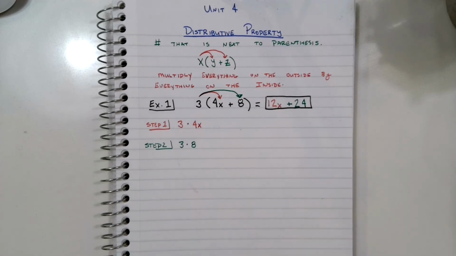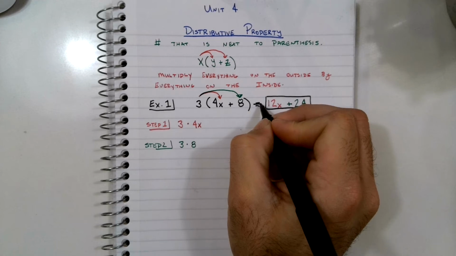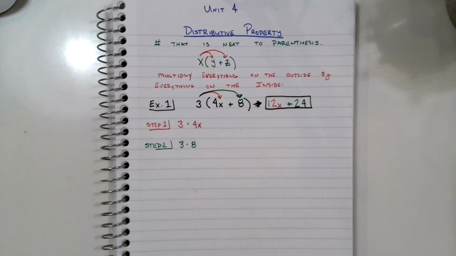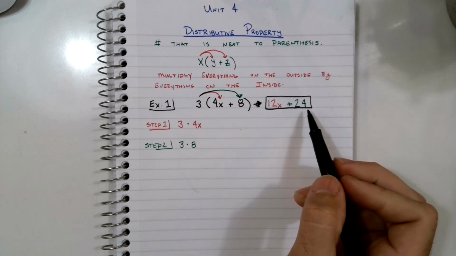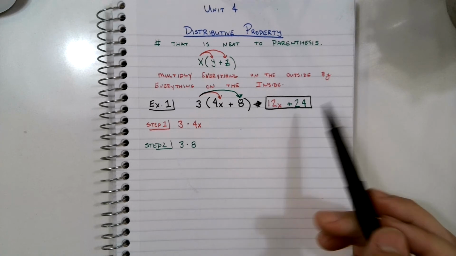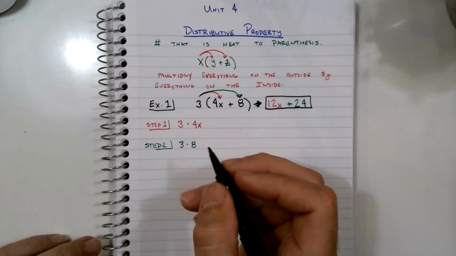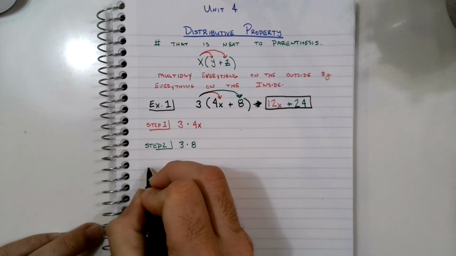I can't combine those. I can't go any farther. There's not an equal sign. Oops, I've made one there, but it's not equals. It's going to be an arrow, not an equal sign. 12x and 24 are not like terms. They're different, so that's as far as I can go. It's just everything on the outside times everything on the inside. It's distributive property. Let's look at another example.